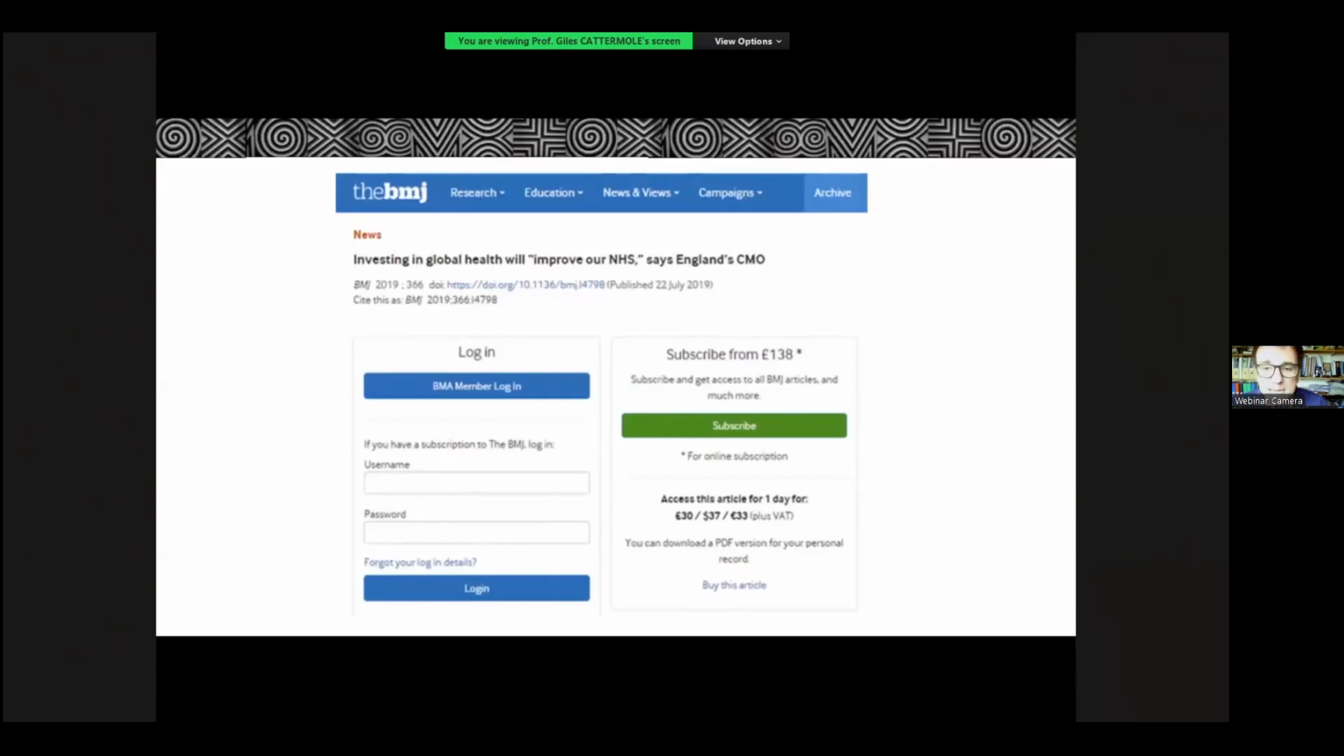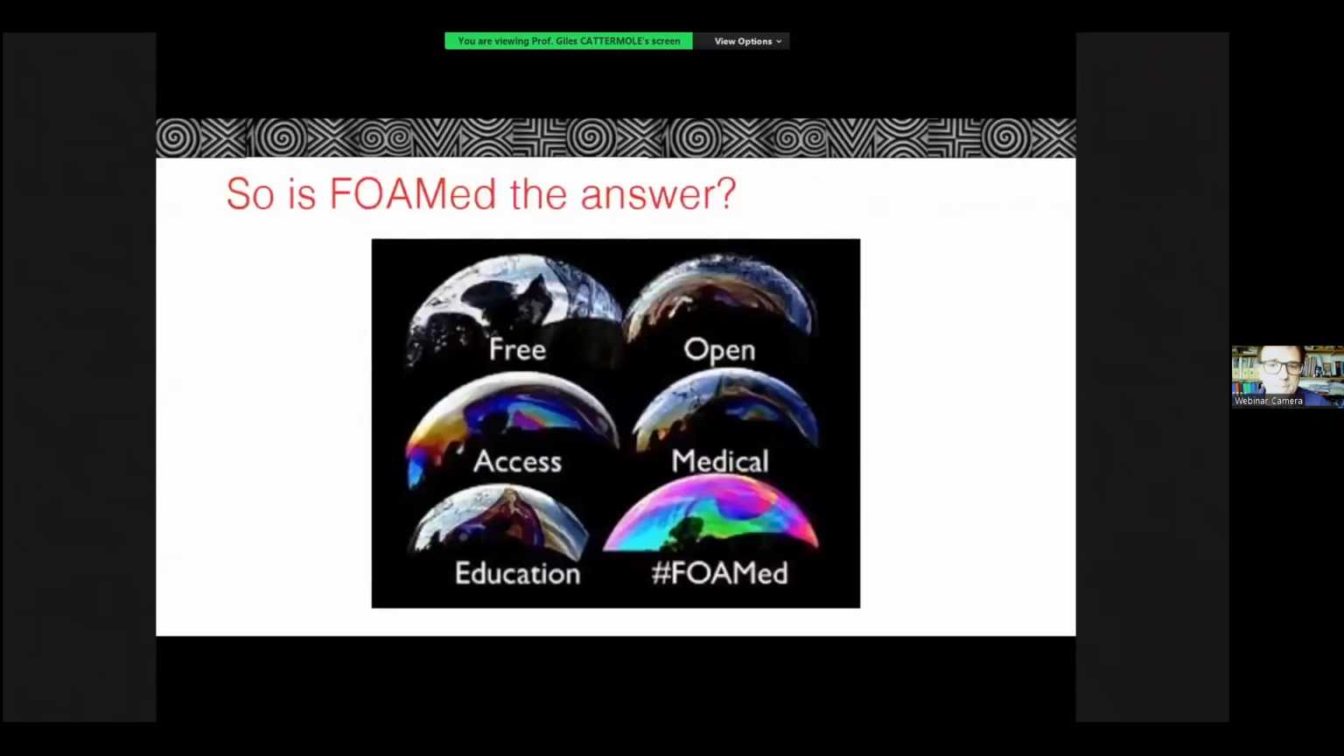Now, some journals waive their fees for low income settings. Some offer access via Hinari, but there are huge issues of equity and access. Now, one of the answers, of course, might be FOAM. We all use FOAM. I'm sure we all love our podcasts and our videos and the blogs we read. We use Life in the Fast Lane, and there are open access journals like the Hong Kong Journal.